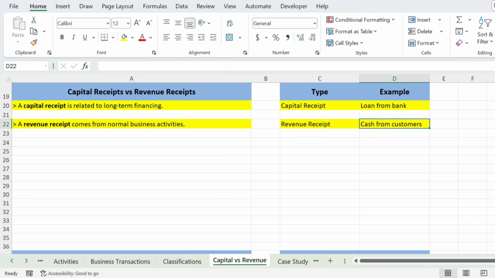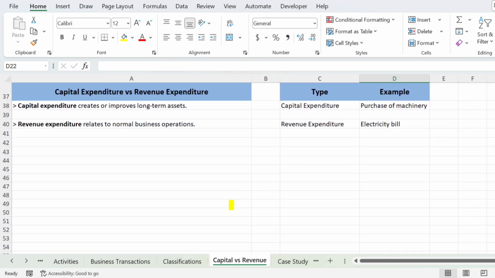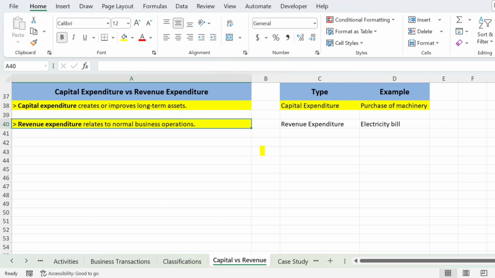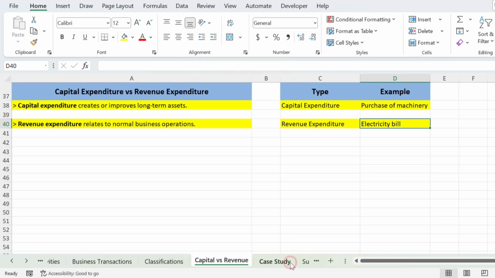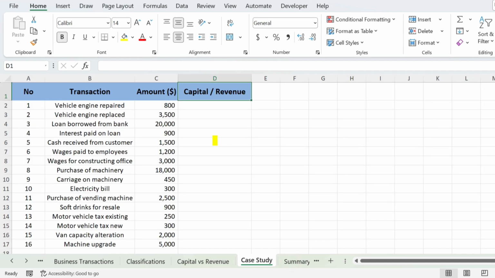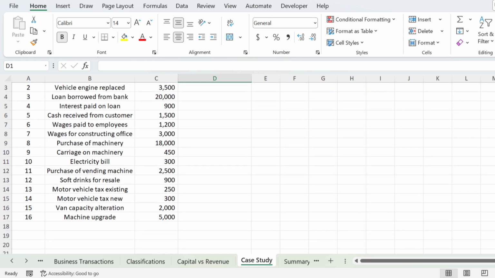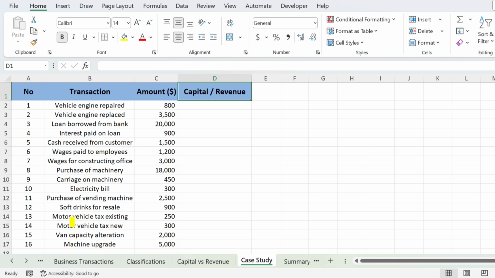Now let's look at capital expenditure and revenue expenditure. Capital expenditure creates or improves long-term assets. For example, purchase of machinery. Revenue expenditure relates to normal business operations. For example, paying electricity bills. Now let's test our understanding using real transactions. Create this table in Excel or download from the link in the description. You can see there are 16 transactions. Before revealing the answers, pause the video and try to mentally classify these transactions.